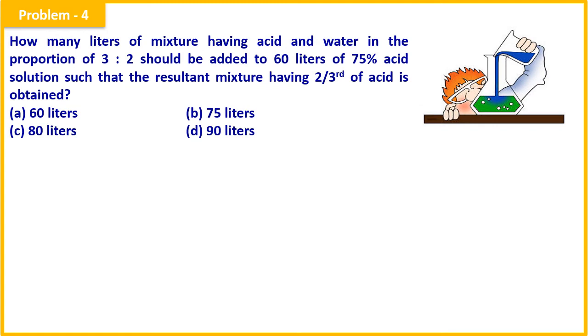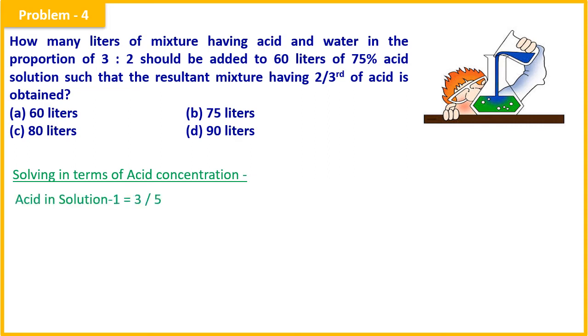Problem number 4. How many liters of mixture having acid and water in the proportion of 3:2 should be added to 60 liters of 75% acid solution such that the resultant mixture having 2/3 of acid is obtained? Let us say we are solving this question in terms of acid concentration.